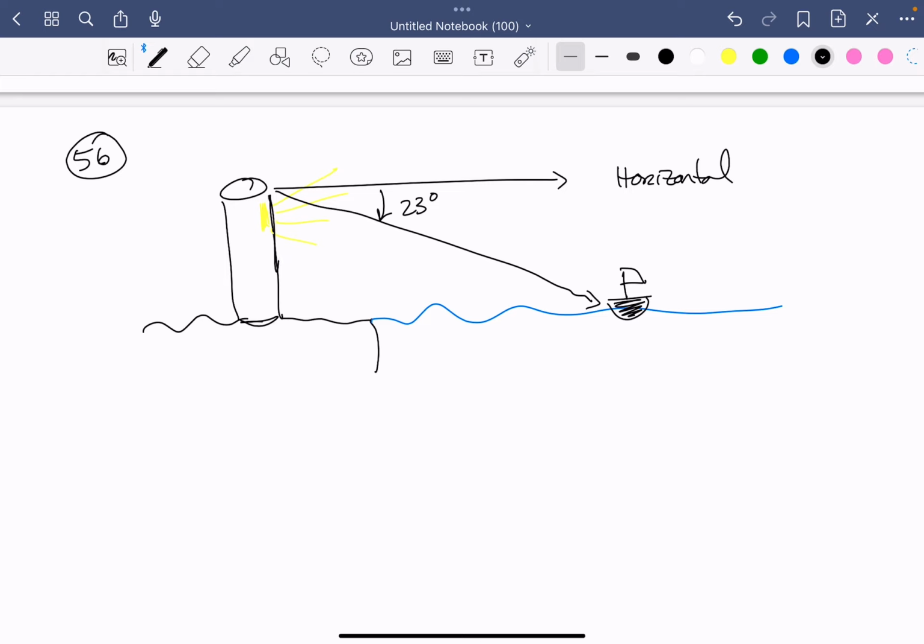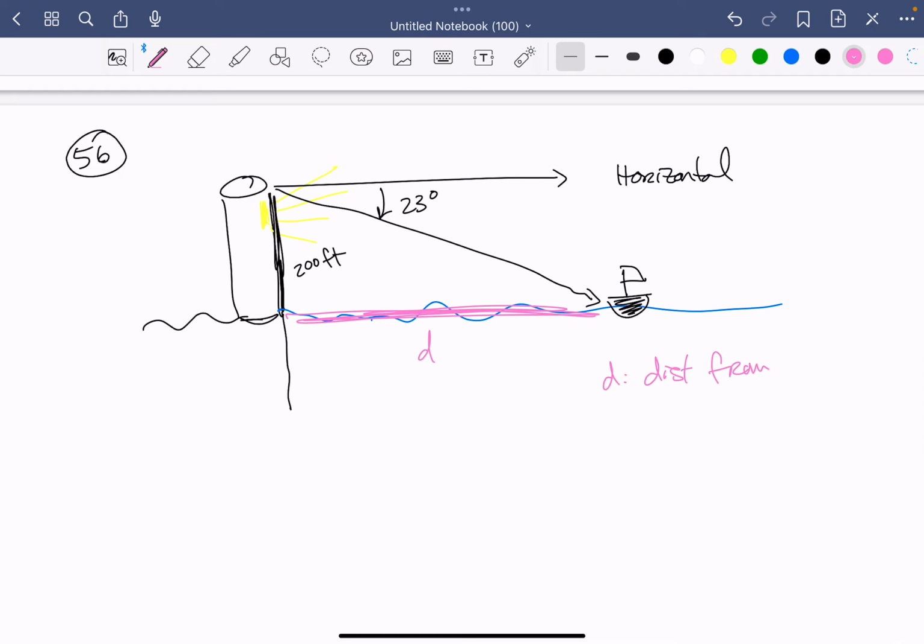If the lighthouse is 200 feet tall, it wants to know how far away is the ship from the base of the lighthouse. So we'll assume that the lighthouse is right on the water, okay? So what we're wanting to know is what is this distance, and we'll call it D. So D is the distance from the lighthouse to the boat, and we're going to say it's in feet. So anytime you introduce a new variable, say what it is in units. Okay, so there is the picture.